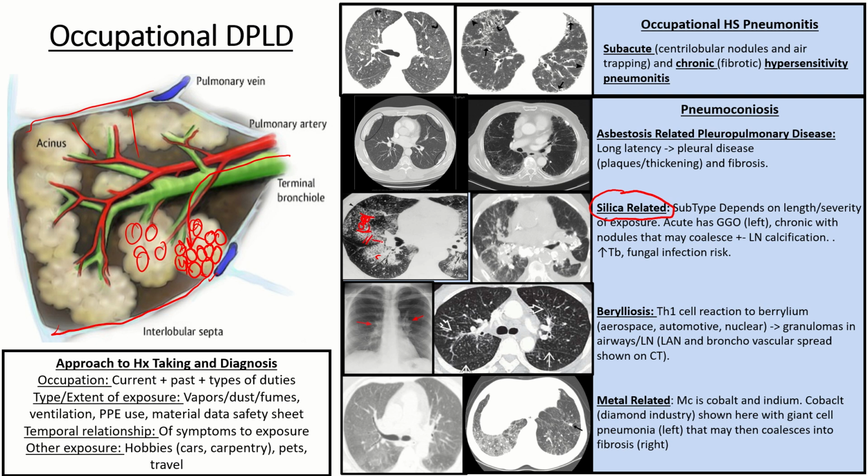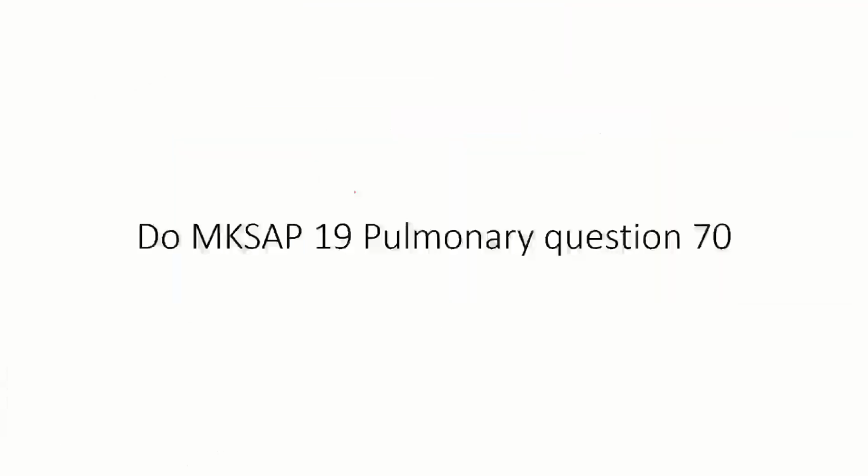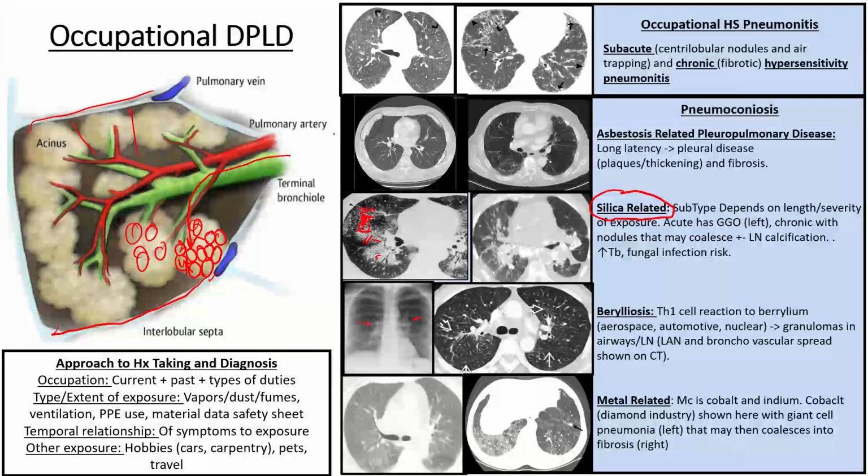So that's kind of alveolar filling diseases, where you may see something like crazy paving. Make sure you rule out heart failure. Heart failure with alveolar edema can look like this as well.